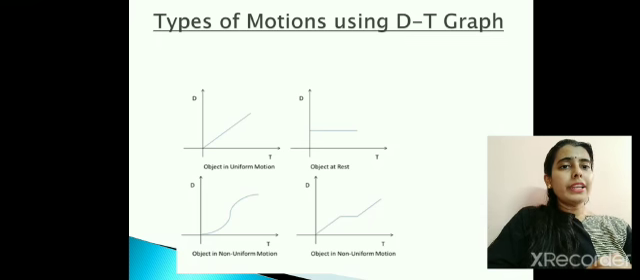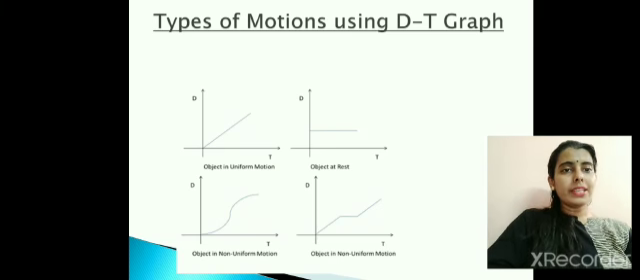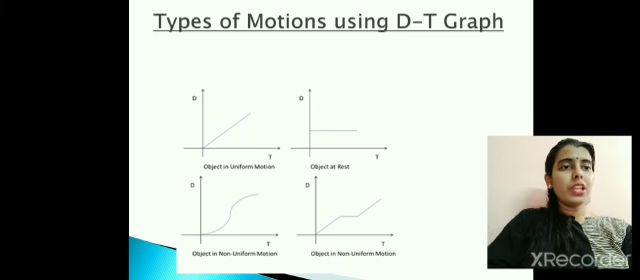You could get graphs like these. The first graph is showing you an object in uniform motion. The second graph is showing you there is no change in the distance. That means the object is at rest. Time is increasing but the distance is not increasing. In the third graph you can see the object is moving with non-uniform motion, and this one is also showing you an object in non-uniform motion.